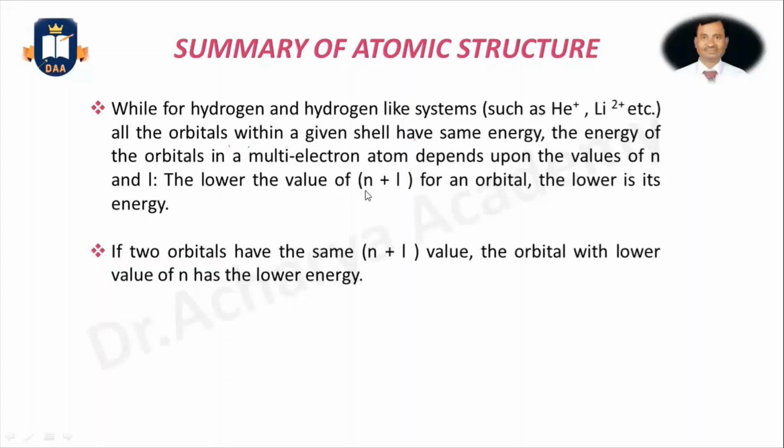For the sum of the principal quantum number and azimuthal quantum number, if this value is lower, then the orbital's energy is also in a lower energy state. If two orbitals have the same n plus l value, then, as I already discussed, the orbital where the principal quantum number n is lower will have the lower energy.